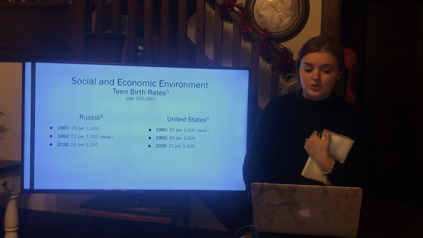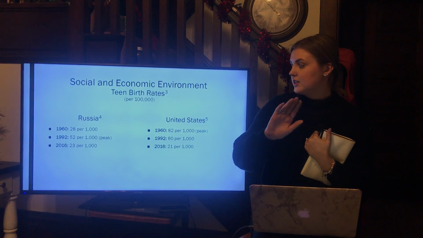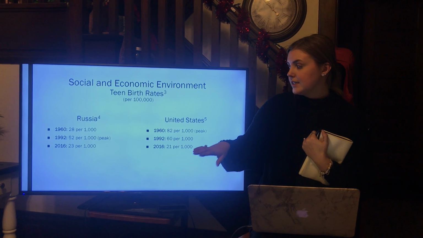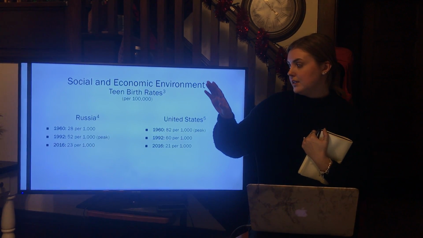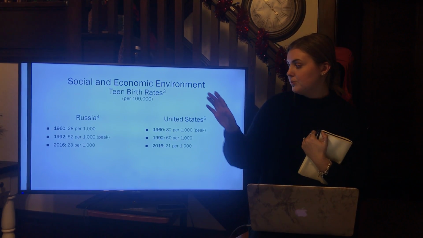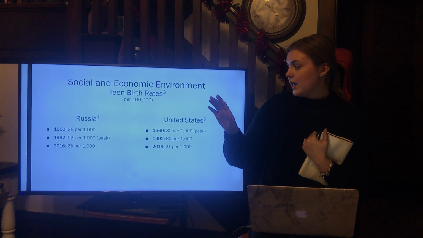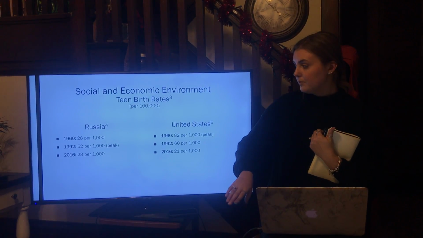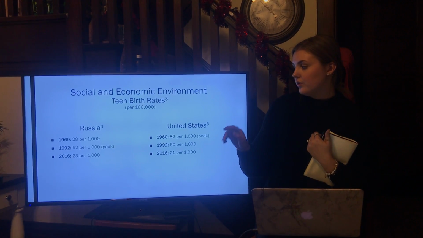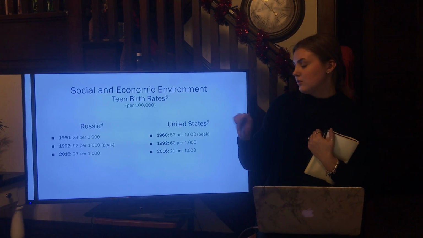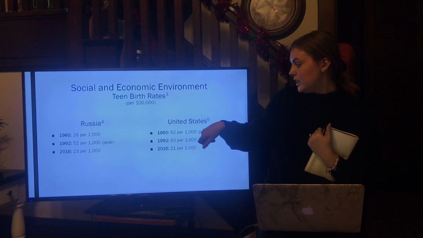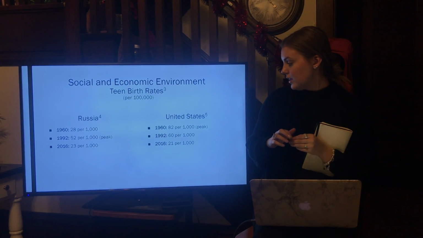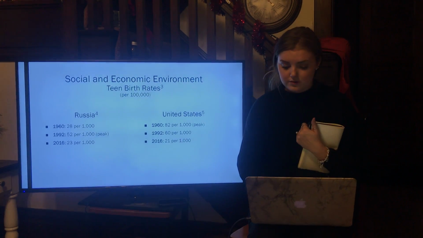Teen birth rates. So in Russia, the teen birth rates have been like a bell curve. It was low at one point in 1960, then it went up and peaked in 1992 at 52 per 1,000 births, and then in 2016 it went back down to 23 per 1,000 births. And then in the United States, it's gone down consistently. So in 2016, it was at 21 per 1,000 births.